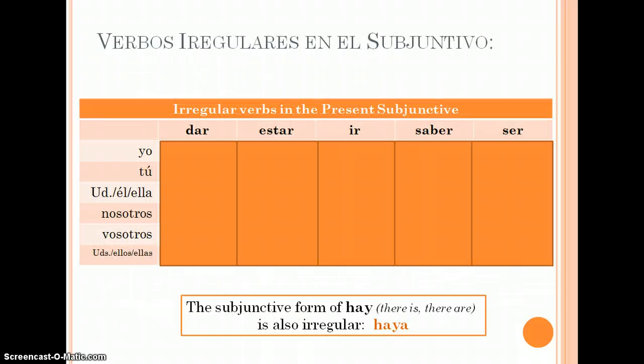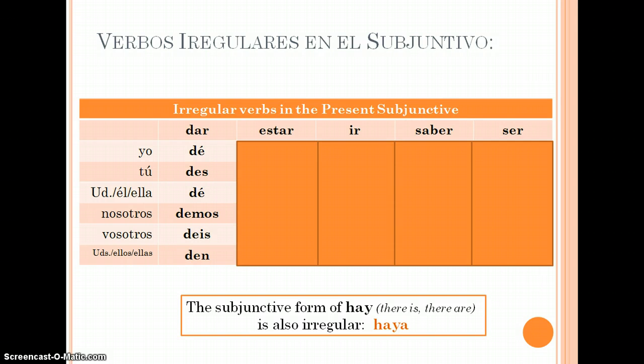We do need to look at some irregular verbs. There are 5 verbs that are irregular in subjunctive, meaning they don't follow that pattern of going to the yo form in the present indicative, etc. Here they are. They're dar, to give, and there are the forms. Dé, des, dé, demos, deis, den.